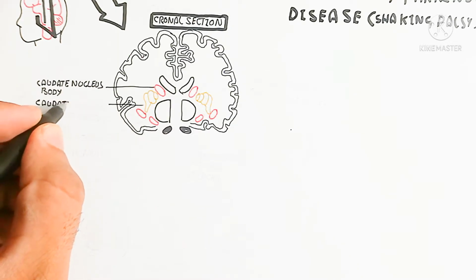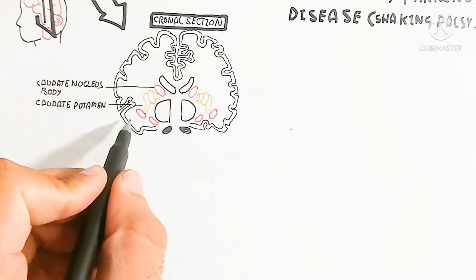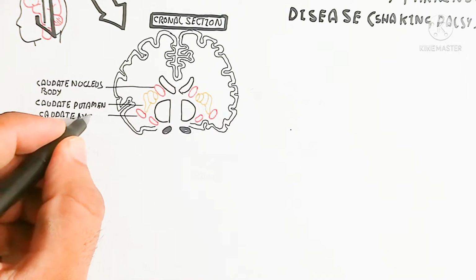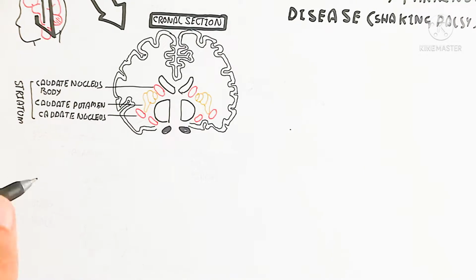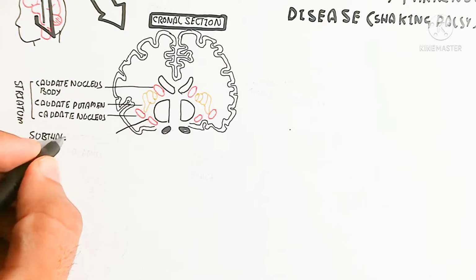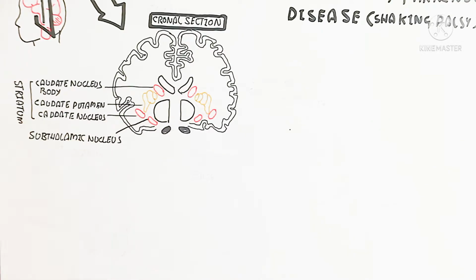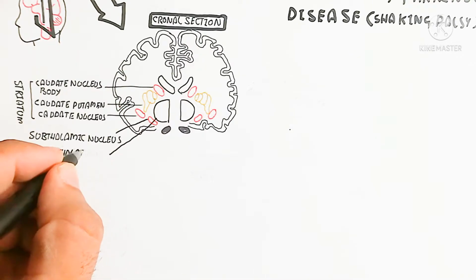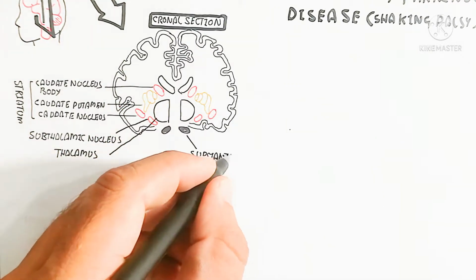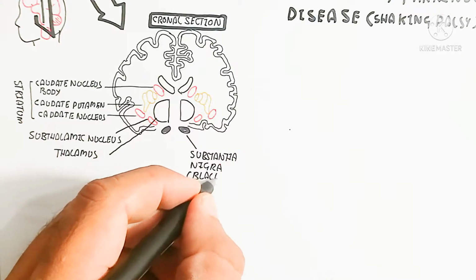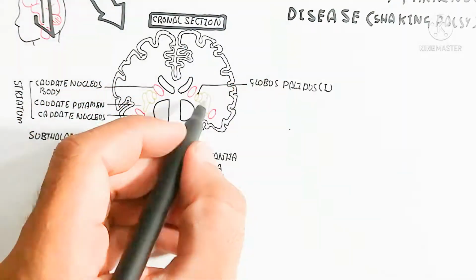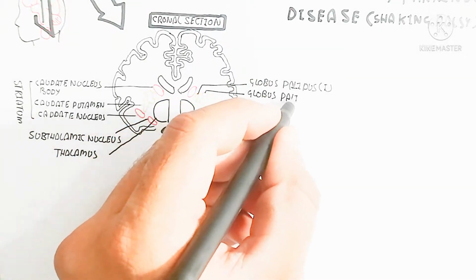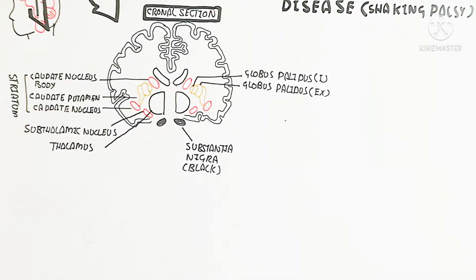Here is the caudate nucleus body and the putamen, and together these three are known as the striatum. So remember that. And here is the subthalamic nucleus, because it is below the thalamus, which is the bigger part. And the black part is known as the substantia nigra. Nigra means black, so that is why it is originally black.